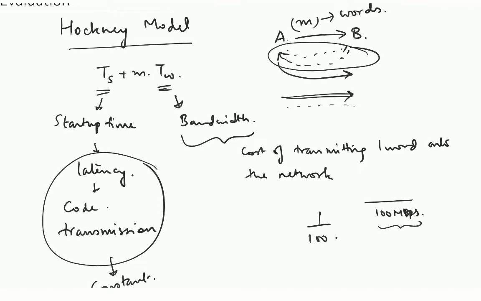Okay. So how long will it take to transmit m words? M times 100, right? So this turns out to be your Tw. So is this clear? This part is basically just saying how long it takes to send the message on the link, because the link has limited capacity, limited bandwidth. So based on that bandwidth, how long is it going to take to transmit it?